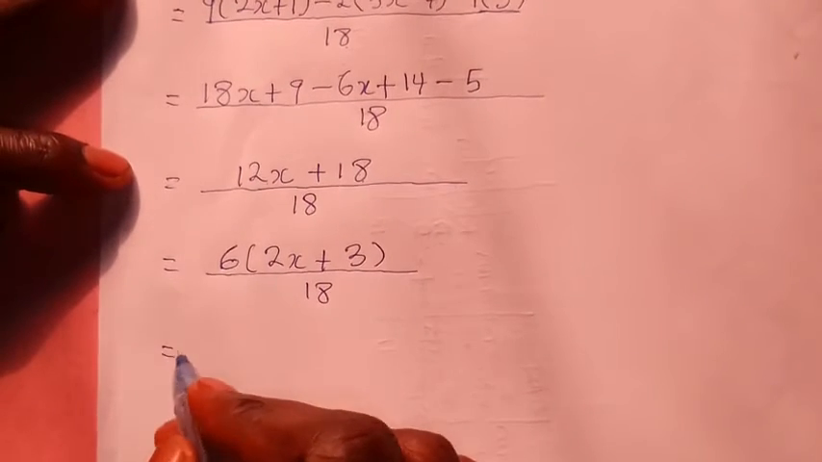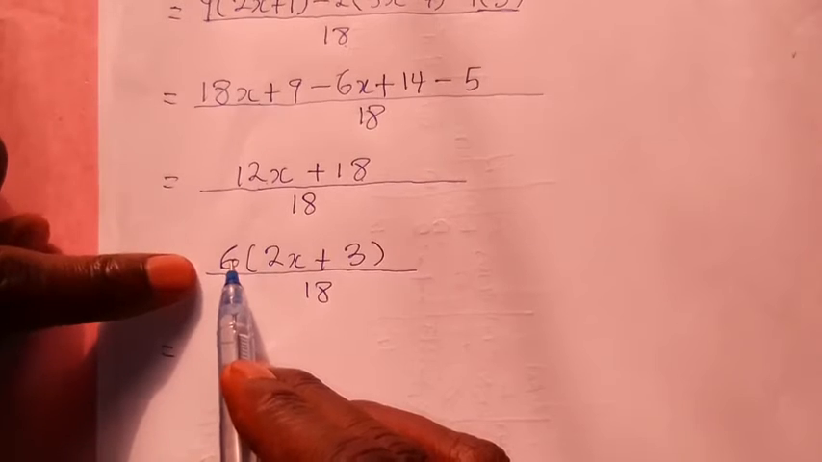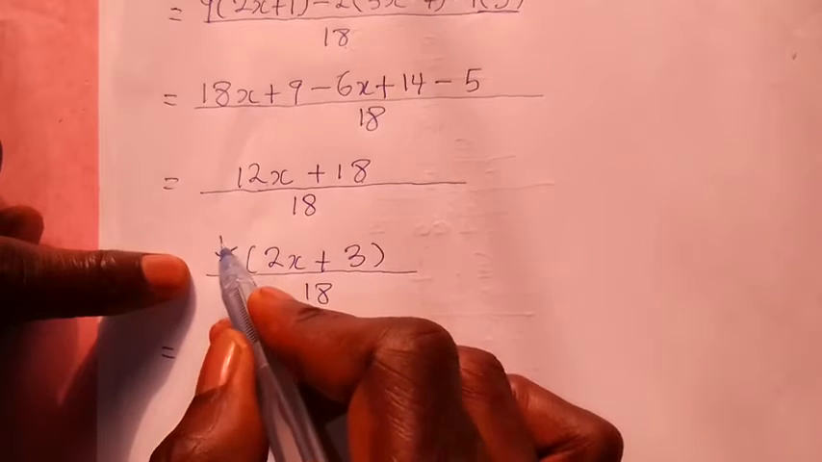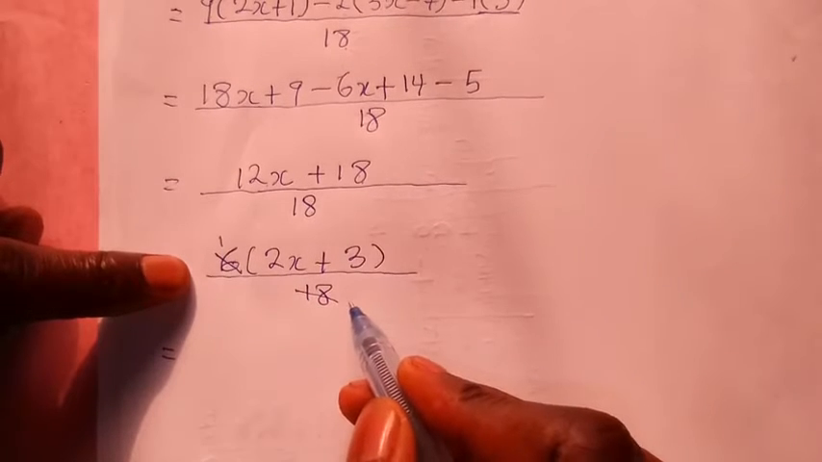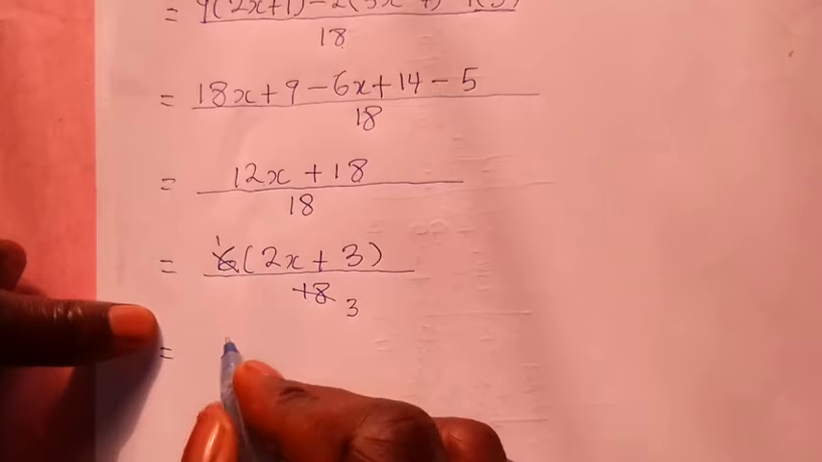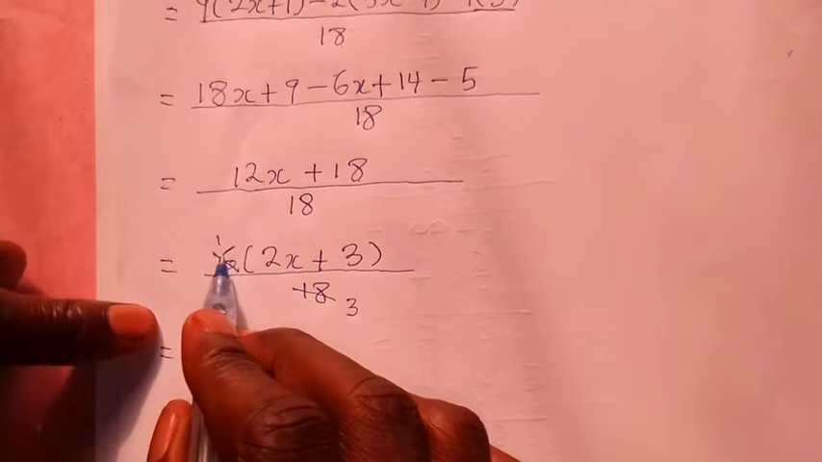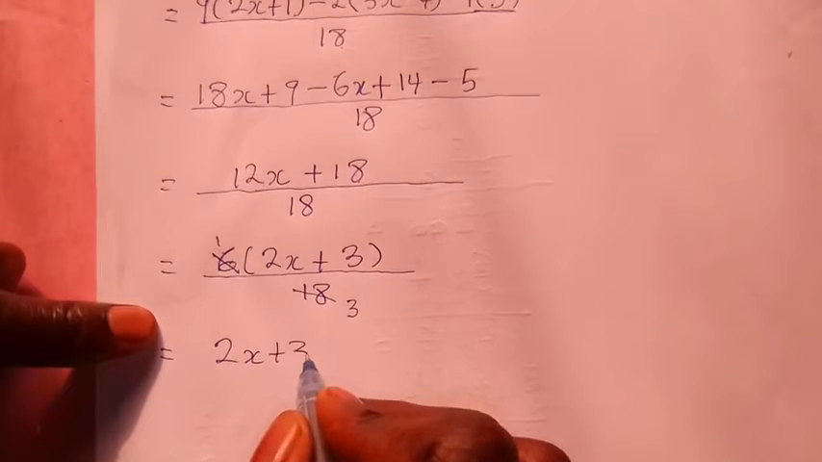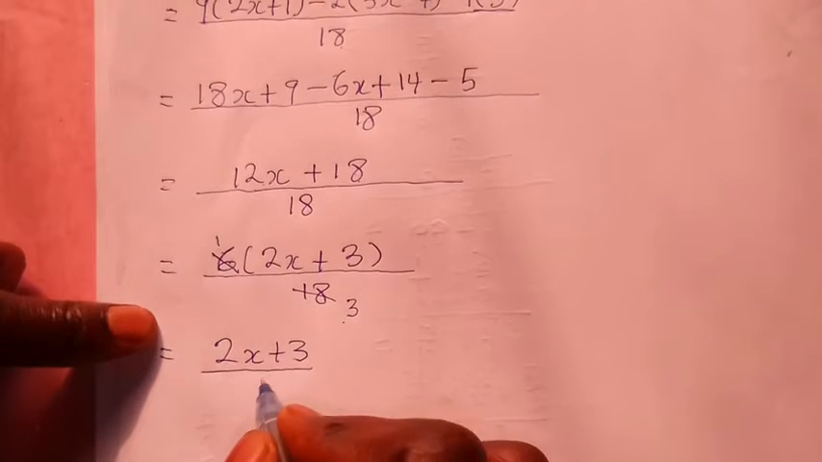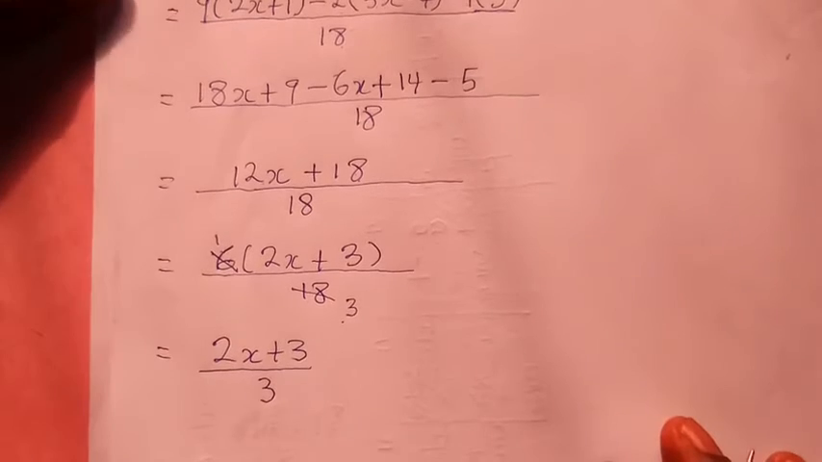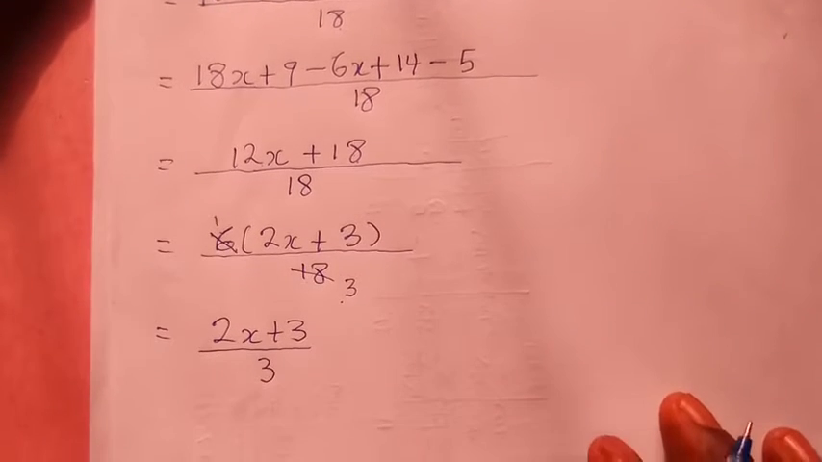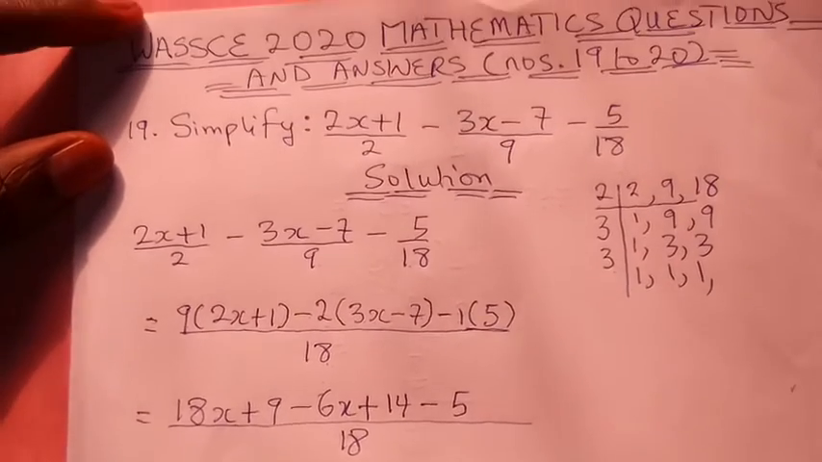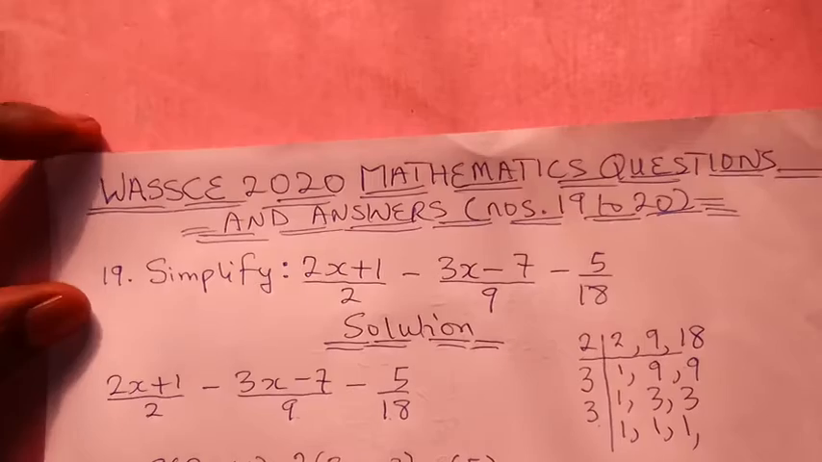Finally, in the last step, you can see that the 6 here and the 18 here can cancel each other. That is, 6 can cancel to give 1, and go into 18 3 times. So for the final answer to this question, you can see that there is no other number other than 1, so we can write this out as 2x plus 3 all divided by 3. So that is the answer to this question. I'm sure you understood clearly how the explanation was given in this lesson.